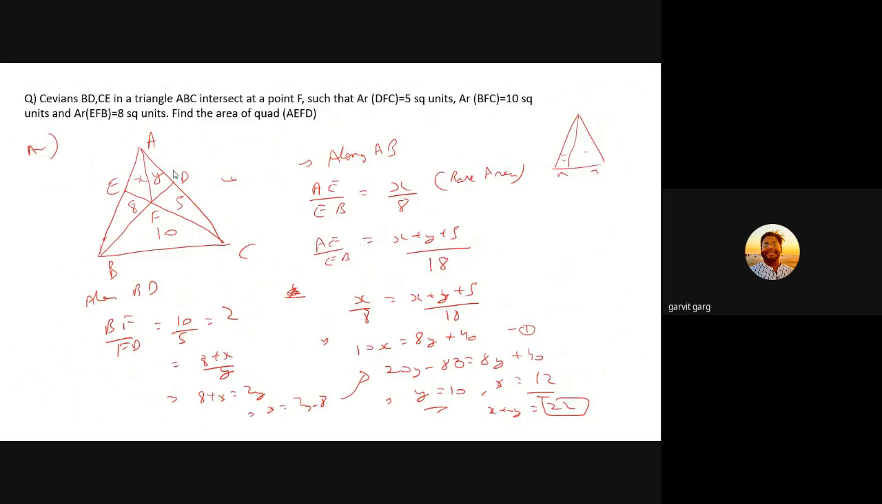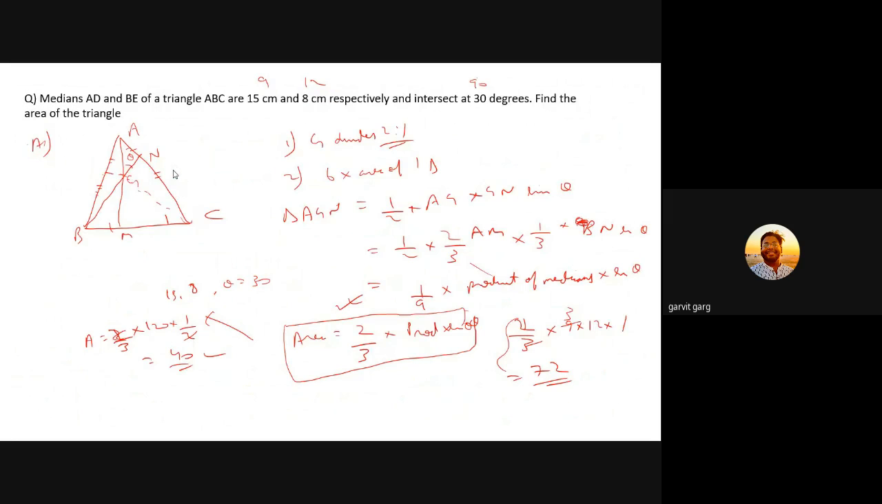In the last question, the product of medians refers to the product of any two medians, right? Yes, any two medians, and the angle also has to be between those two medians only. The angle will be the larger one or the lower one? First of all, it won't matter, because sine theta is sine 180 minus theta. Oh, okay.